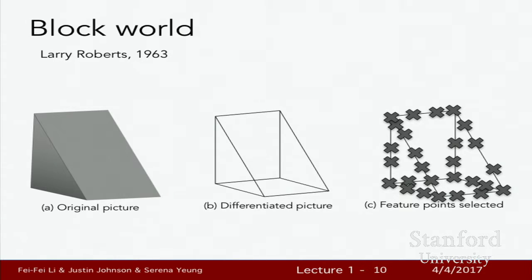So, the field of computer vision is a very young one. Some people say that Larry Roberts wrote the first PhD thesis of computer vision, where he looked at a world of very simple geometric shapes. He called it the block world. And his thesis focused on developing methods to understand what the orientations of these blocks look like.